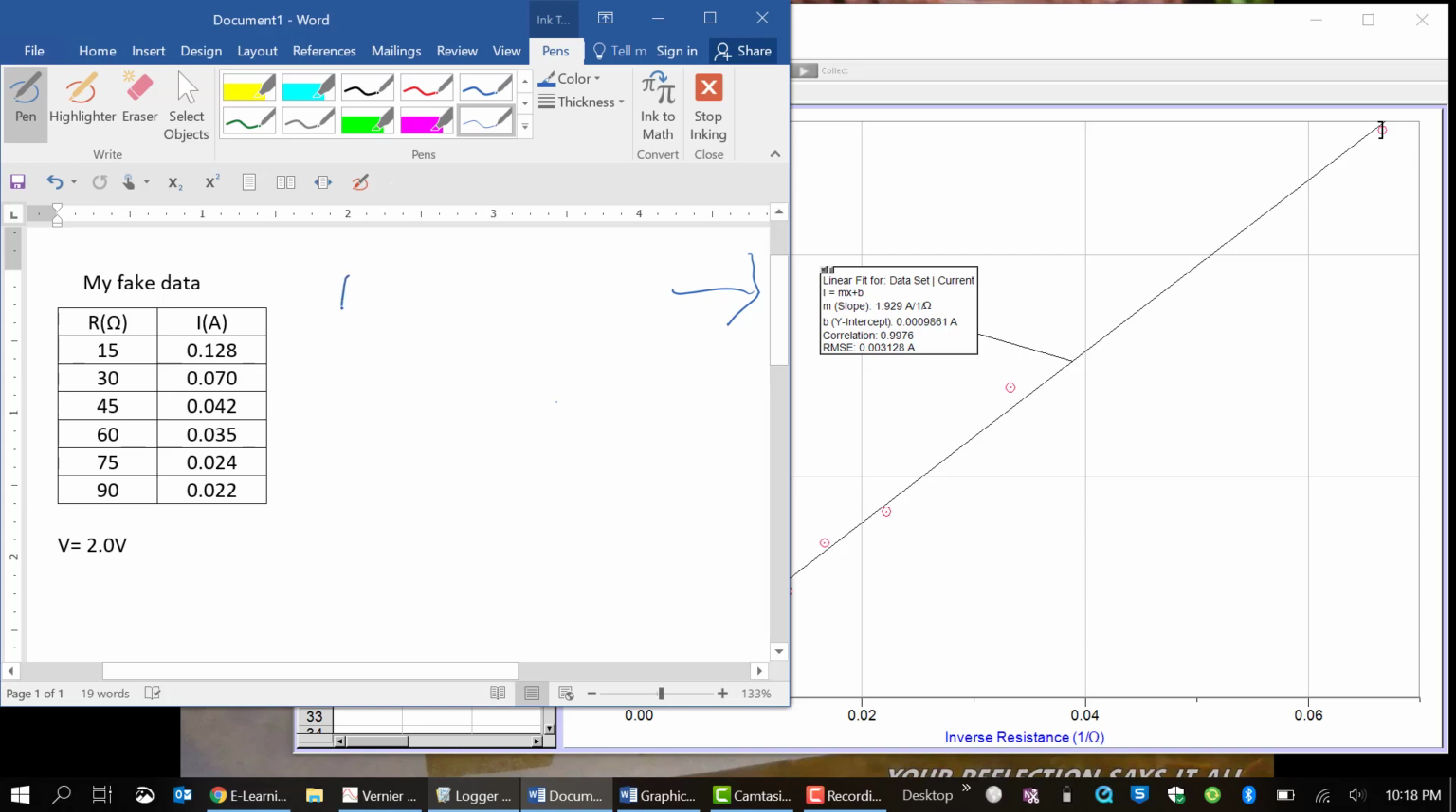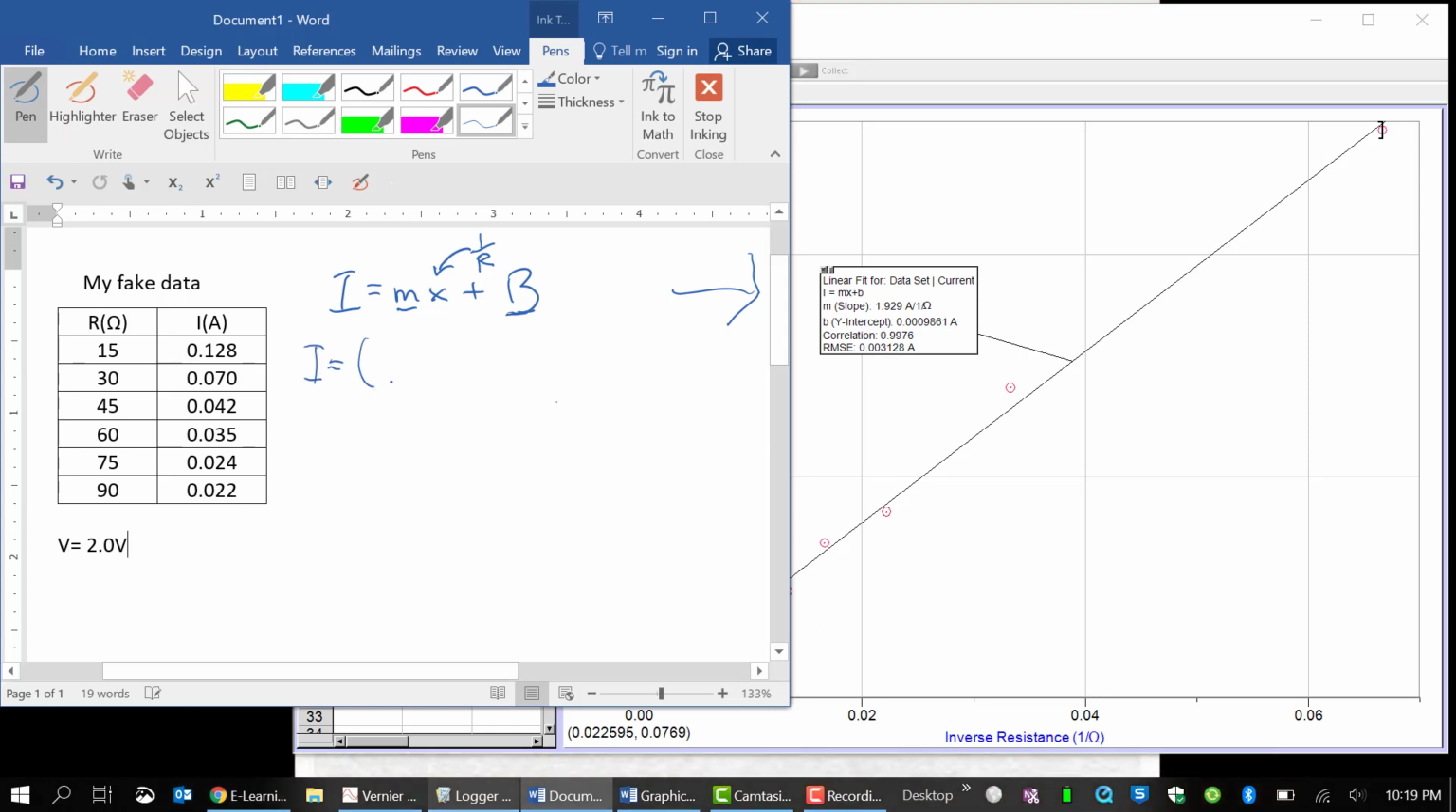So if we start with that y equals mx plus b, this x here is the part that we have to replace with what's on the x-axis, which is 1 over the resistance. So then for the m and the b, I guess that's lowercase b, I'm going to replace it with the numbers that are here. So I'm going to say that I equals, and I like to put my slope in parentheses so I can keep the units with it. My slope is 1.929 A divided by 1 divided by ohms.